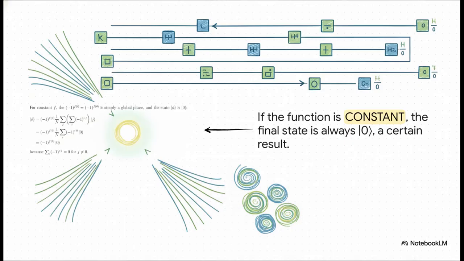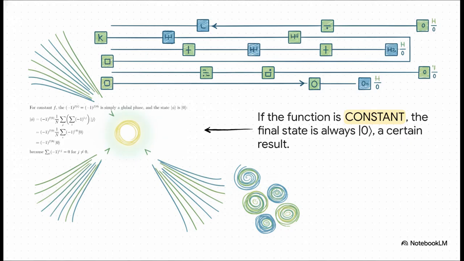So what do we do? We take our prism, that Walsh-Hadamard transform, and we run it again, essentially in reverse, to bring everything back together. And this is the payoff. If the function was constant, then every component got the exact same phase shift. They're all in perfect sync. So when we bring them back together, they all add up perfectly. That's constructive interference. All of that energy is focused on one single outcome, the all-zero state. When we measure, we are 100% guaranteed to get all zeros.